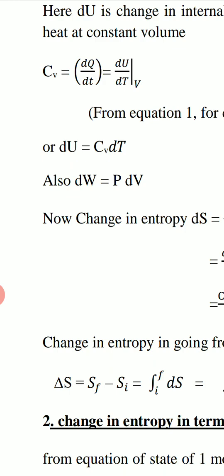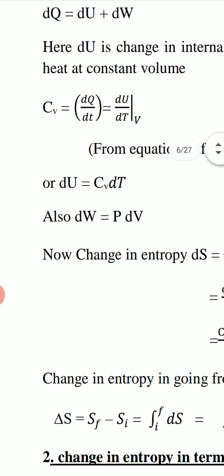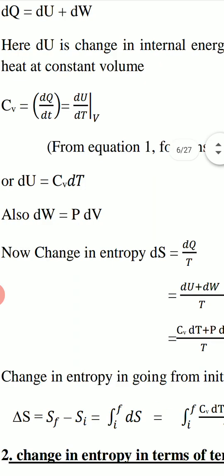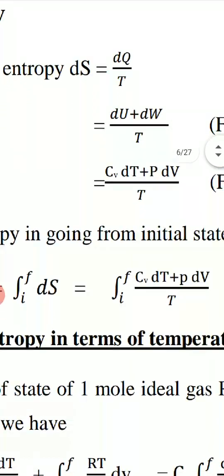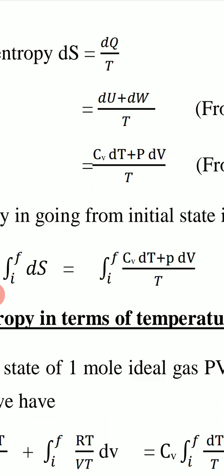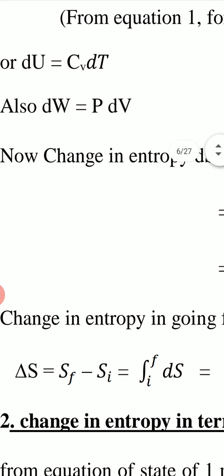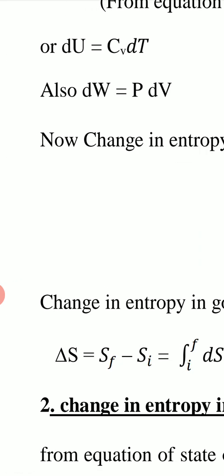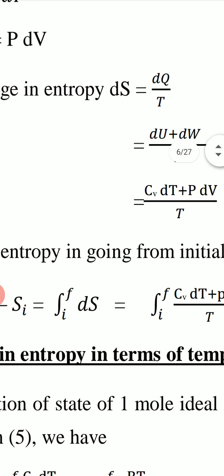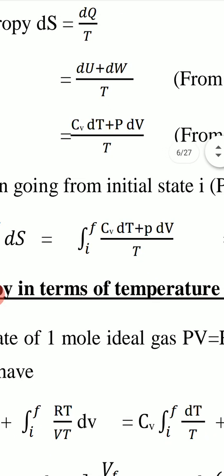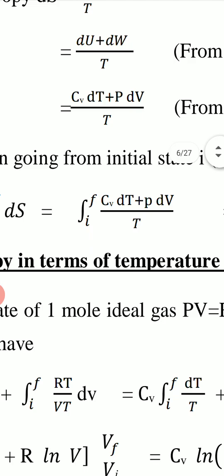Also we have dW, work done by the system, equal to pdV. Now change in entropy, ds is defined as ds equal to dq upon T, and dq is du plus dw from equation 1, that is first law of thermodynamics. Now put the values of du and dw here. Value of du is Cv dT and value of dw is pdV. Put both the values here. We have ds equal to Cv dT plus pdV upon T.